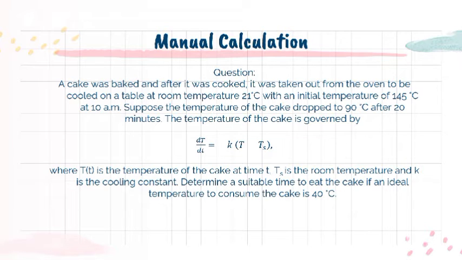So, from the equation, we know that Ts is 21 degrees with an initial temperature of 145 degrees Celsius at 10 am. From this sentence, we know that when T is equal to 145 degrees, time is equal to 0. And we also know that when the temperature of the cake drops to 90 degrees Celsius, the time is equal to 20 minutes.